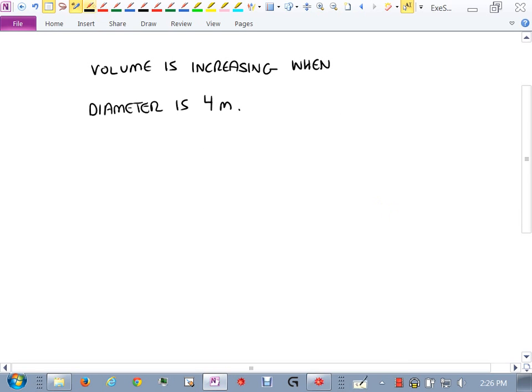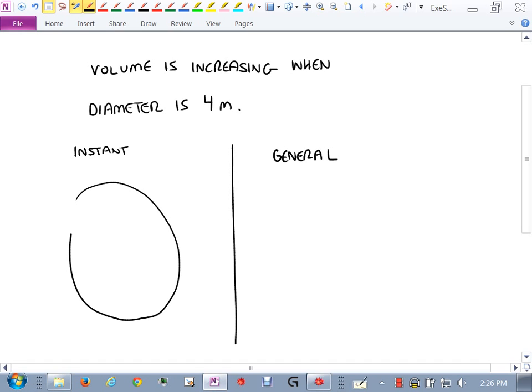I'm going to draw 2 pictures. I'm going to have my instant in time. I'm going to have my general picture. How do you draw a sphere? I recommend you draw a circle, and then you do like this kind of elliptical, almost like an ellipse in there, across the center. Kind of gives it some of that three-dimensional look to it. Then you draw the center of the sphere like that, and then your radius.